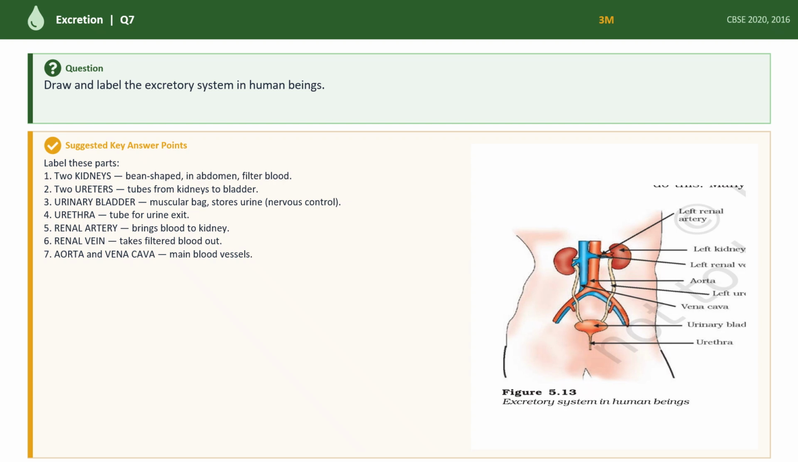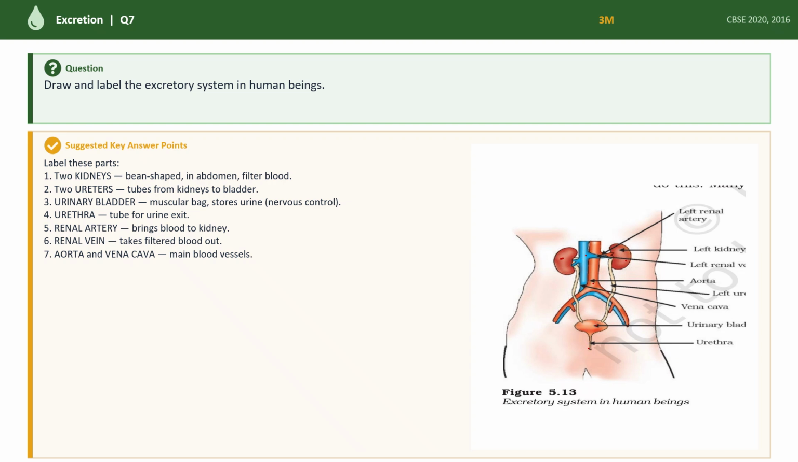Draw and label the excretory system in human beings. You have to draw two kidneys, and then this left kidney. This is the renal vein, and this is the aorta, through which blood is supplied, and this is the renal vein. This is the ureter, and this is the urinary bladder, and this is the urethra.